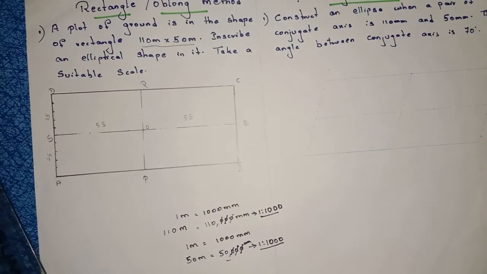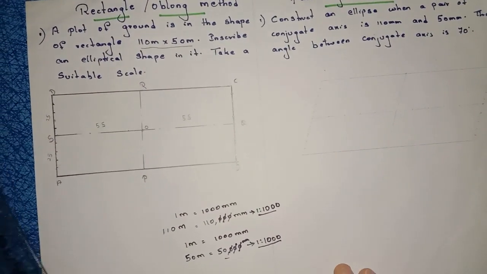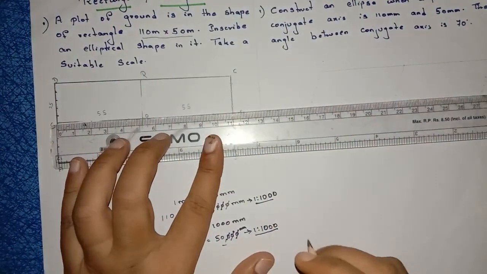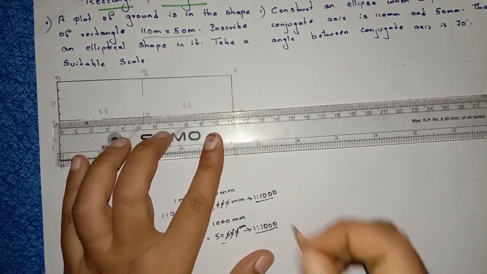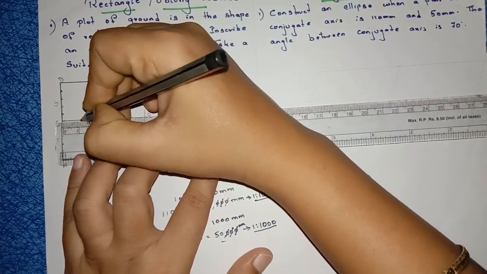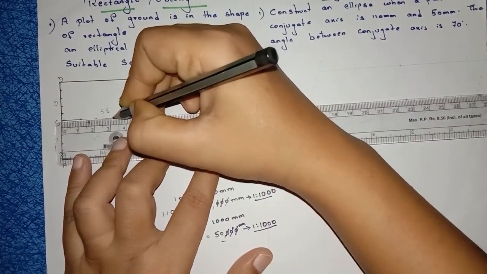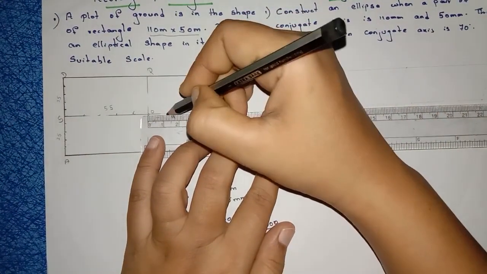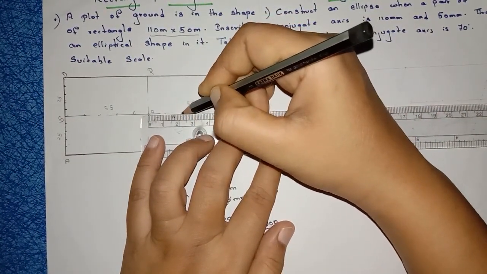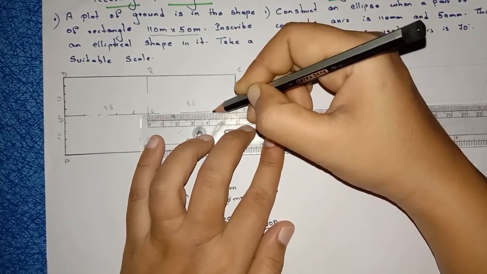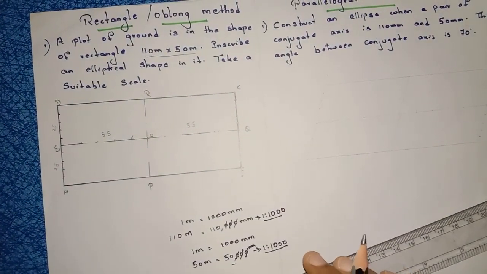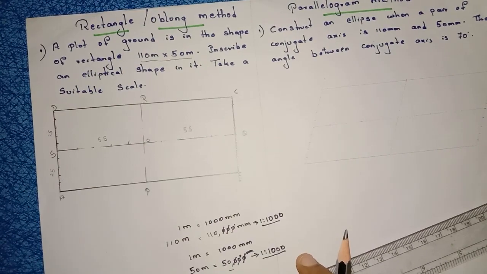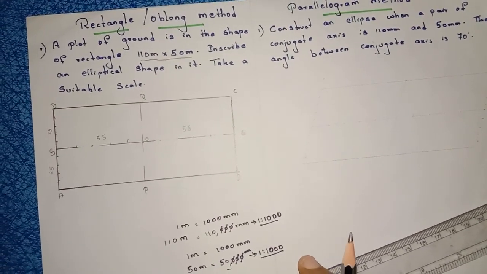Right, if you are dividing vertical lines into 5 equal parts, you have to divide horizontal lines into 5 equal parts. 55, so each unit will be 55 by 5 means 11 mm. Right, so 1, 2, 3, 4 and 5. Same here also, 1, 2, 3, 4 and 5. Right, you are dividing vertical lines into 5 equal parts and you are dividing horizontal lines into 5 equal parts. Right, now let us give numberings for these points.